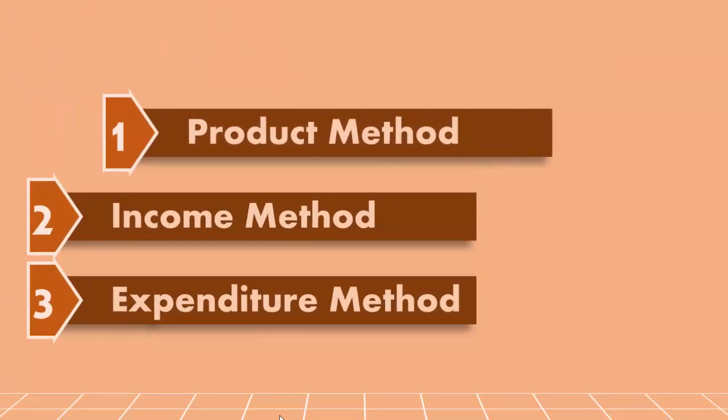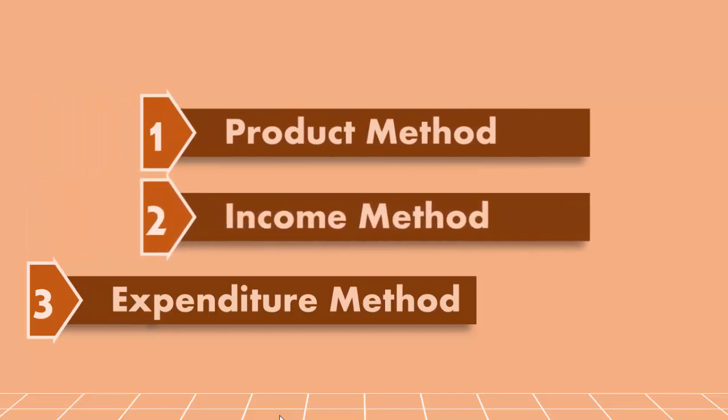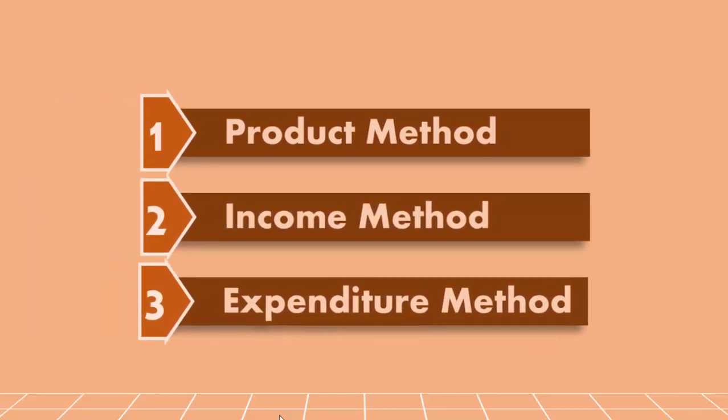There are three popular methods to estimate national income. They are product method, income method, expenditure method. In this session, we shall discuss the product method of calculating national income. This method is also known as value added method or output method. To avoid the error of double counting in the calculation of national income, we shall concentrate on the value added technique as employed in the product method.